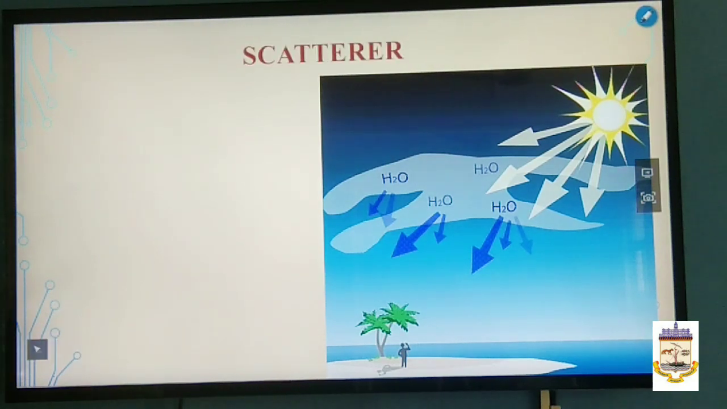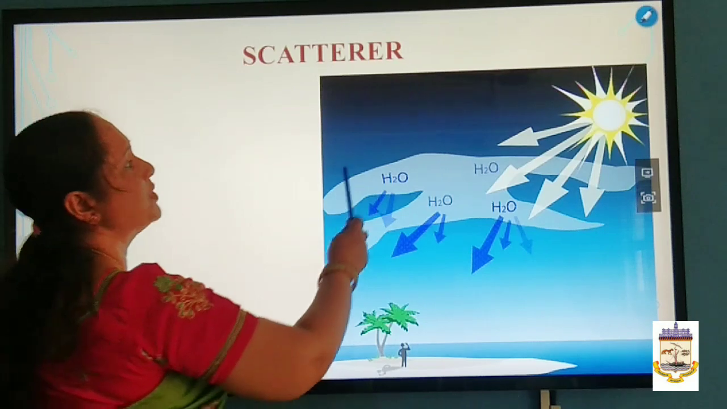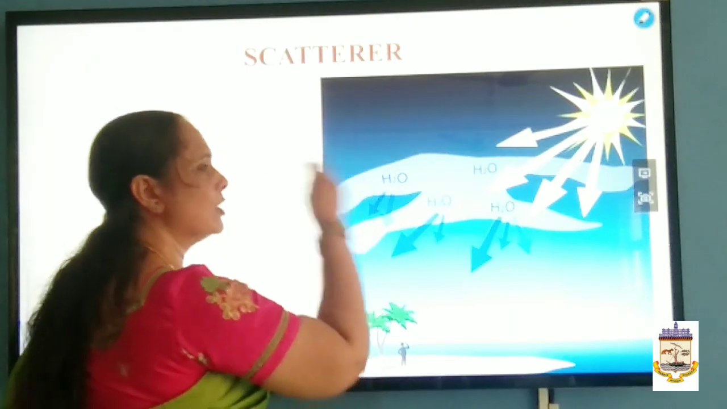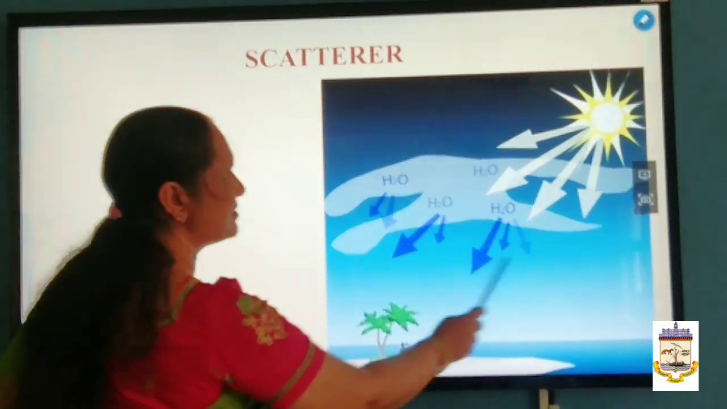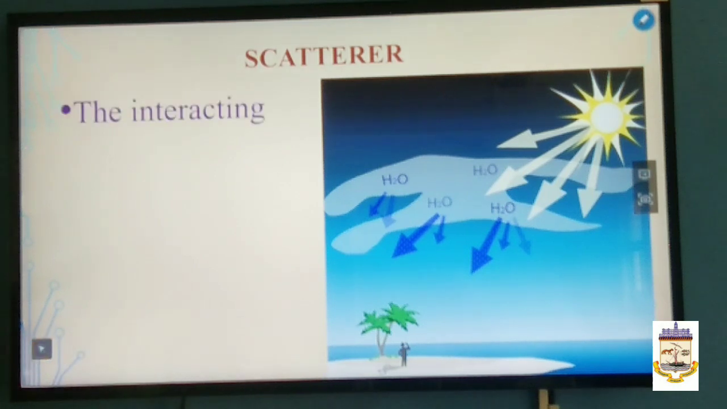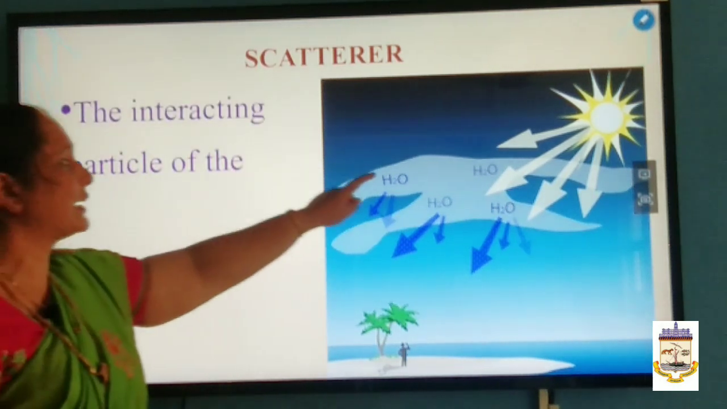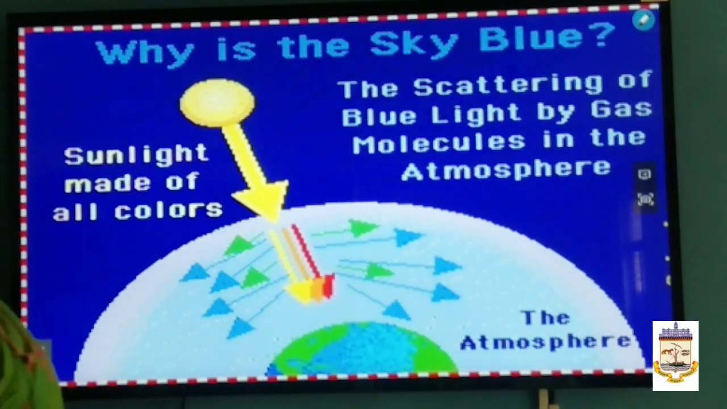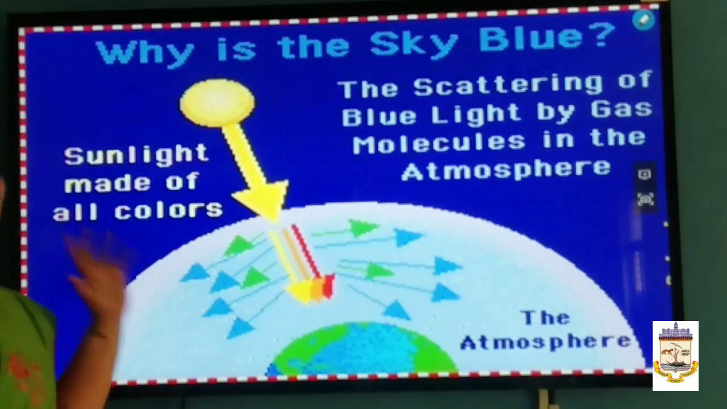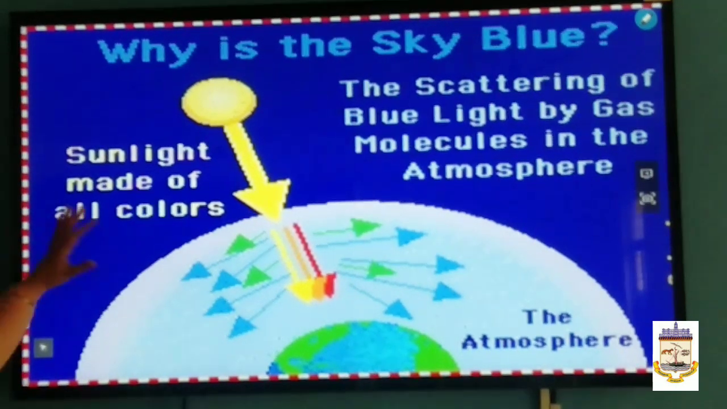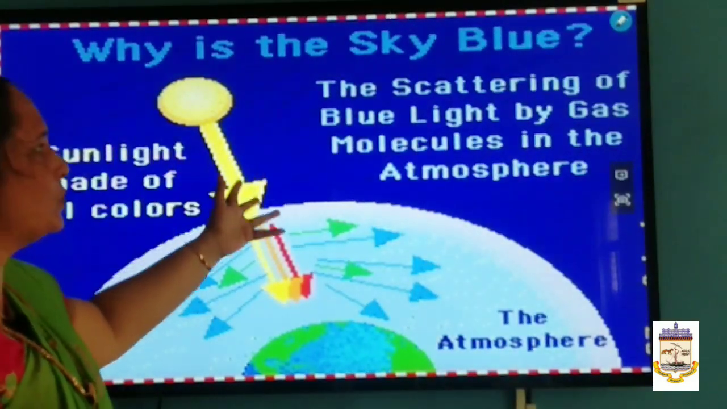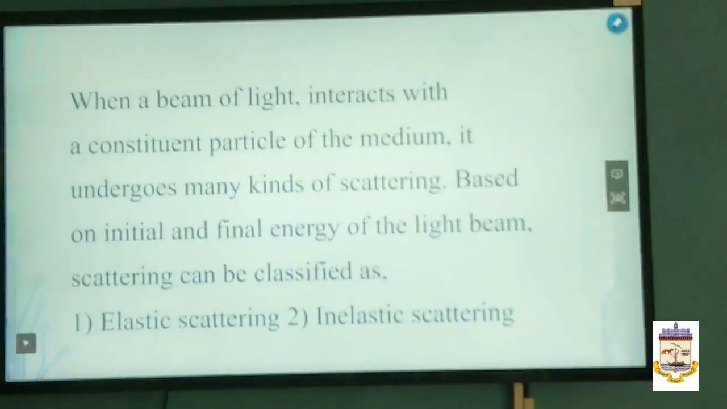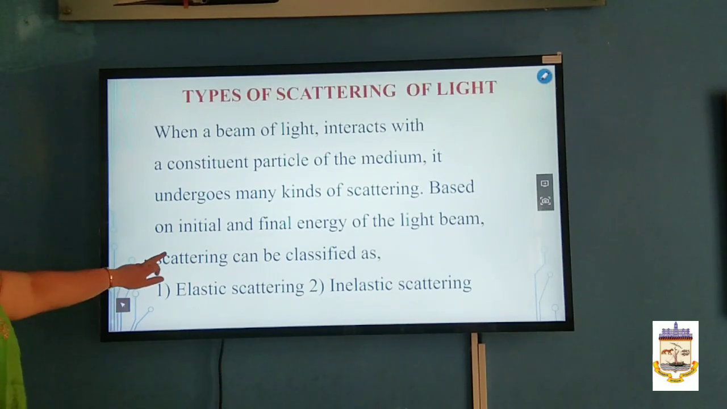See here, the same sun, and here you have so many particles. Can you name the molecule here? Very good, it's the water molecules. Water molecules present in the atmosphere scatter the light. This interacting particle is known as the scatterer. Clear, children? This water molecule present in the atmosphere is known as the scatterer. And why is the sky blue? Because of the scattering of blue light by gas molecules in the atmosphere. We will see it a little bit later. Clear? Next one.